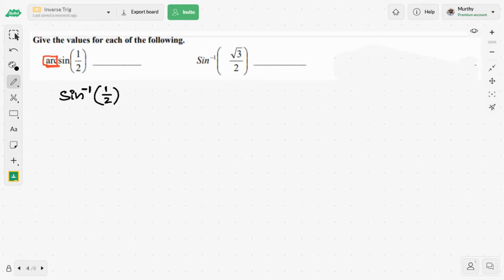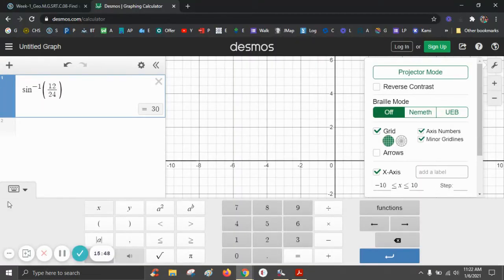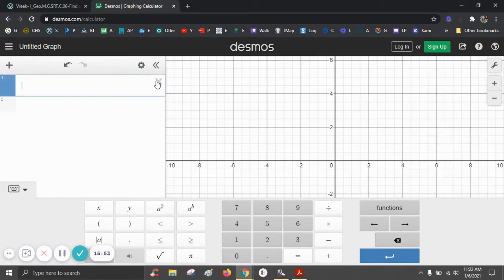Already we discussed how to type this one on a Desmos graphing calculator. So let me jump to the Desmos graphing calculator, and here let me clear this one. So once again, I'm typing sine using my keyboard. Then inverse means I'm using a to the power of b. Then here -1 in the exponent. Don't forget to use the right arrow key. Then the value is 1/2.